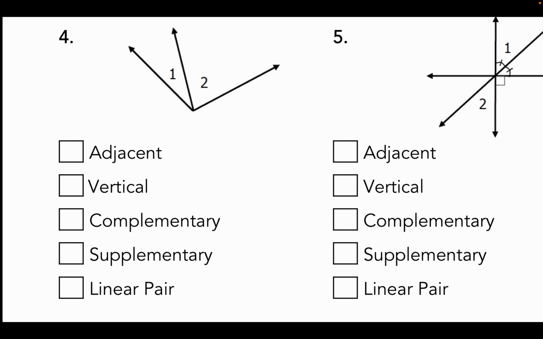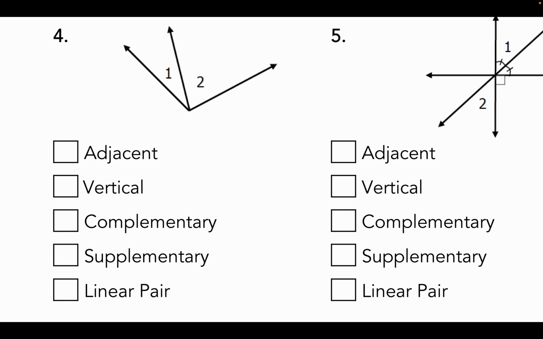Okay, number 4. So on number 4, we have that shared side. So we know they are adjacent, and because they are adjacent, they are not vertical. They do not tell us anything about the measures of angles 1 and angles 2, and there's no box here. So we know that they're not complementary. They do not form a straight line, so we know that they are not supplementary, and because they're not supplementary, that means they can't be a linear pair.